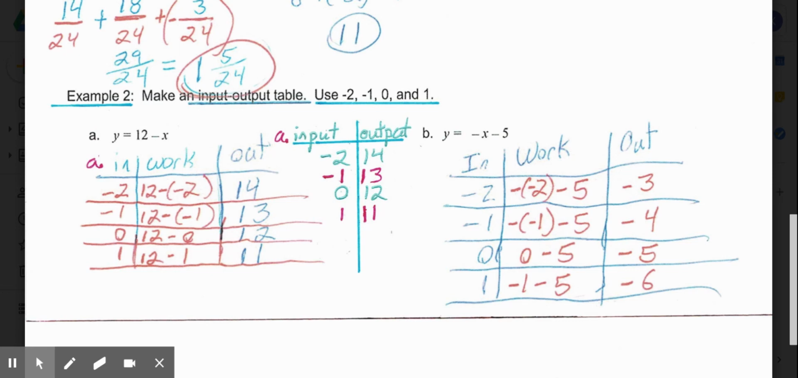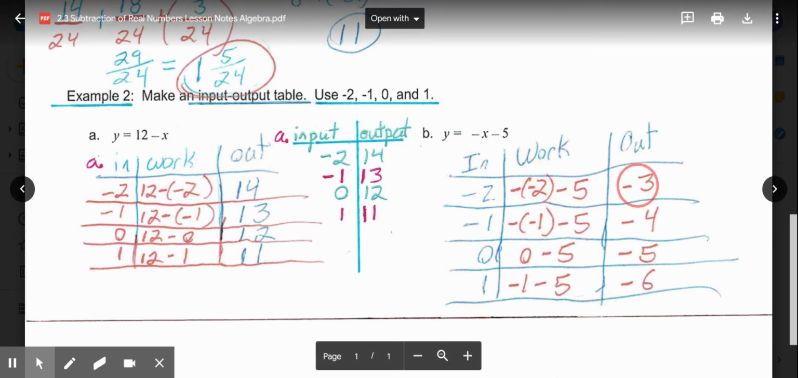So typically, if we ever have a negative sign in front of a letter, we read that as the opposite of the letter. So our inputs go in for x. So we would have the opposite of -2 minus 5. Well, the opposite of -2 is a positive 2. So 2 minus 5. 2 plus a -5 gives us the output of -3.